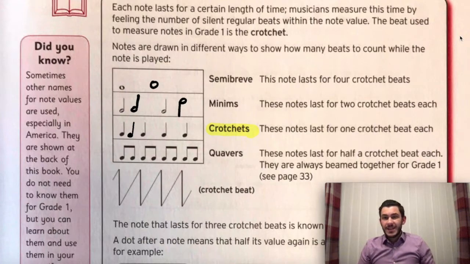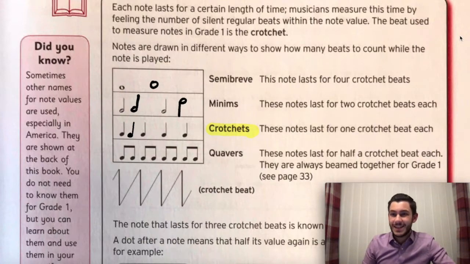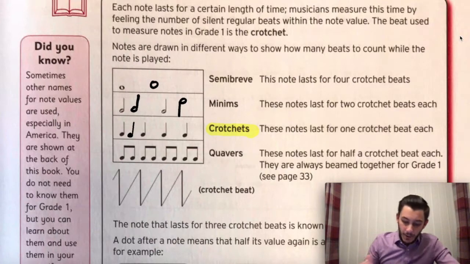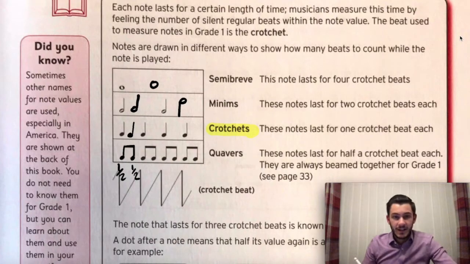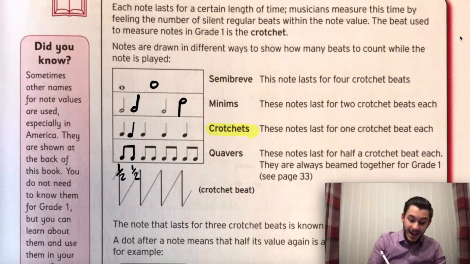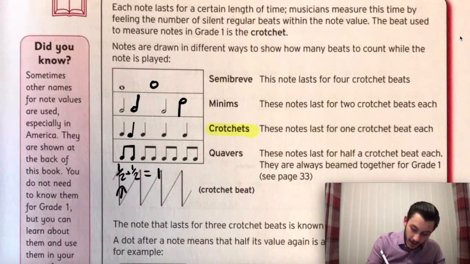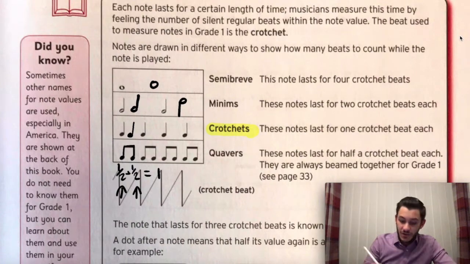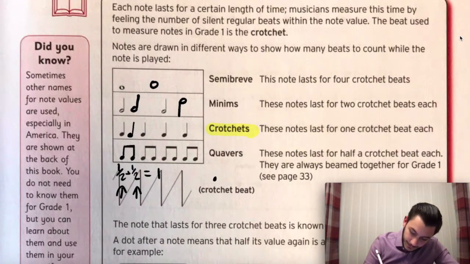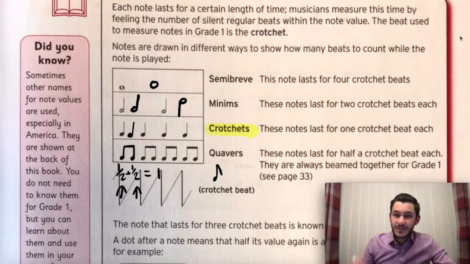And then quavers last for half a crotchet beat each. It says here they are always beamed together for grade 1. So it's important to note that whilst you will always see your quavers beamed together like this, each of them is worth half each. Okay, so if we're adding them together, a half add a half equals 1 beat, but each individual quaver is only worth half each. Of course, a quaver, if you draw it by yourself, looks like this, which has a stem and a little flick on it.